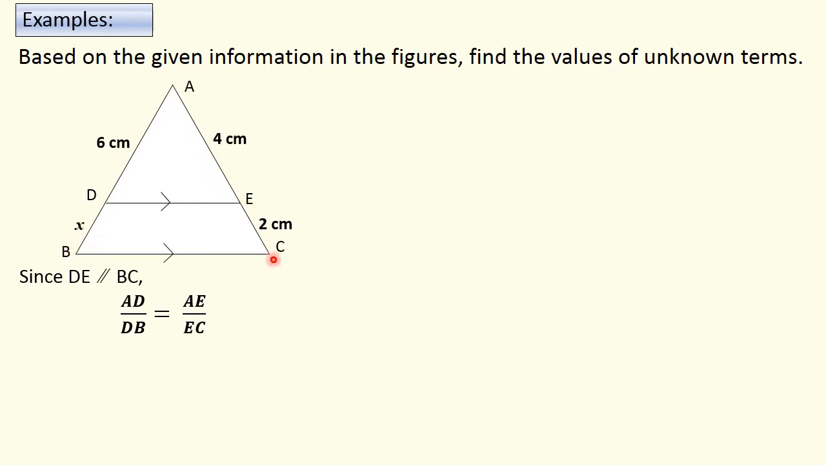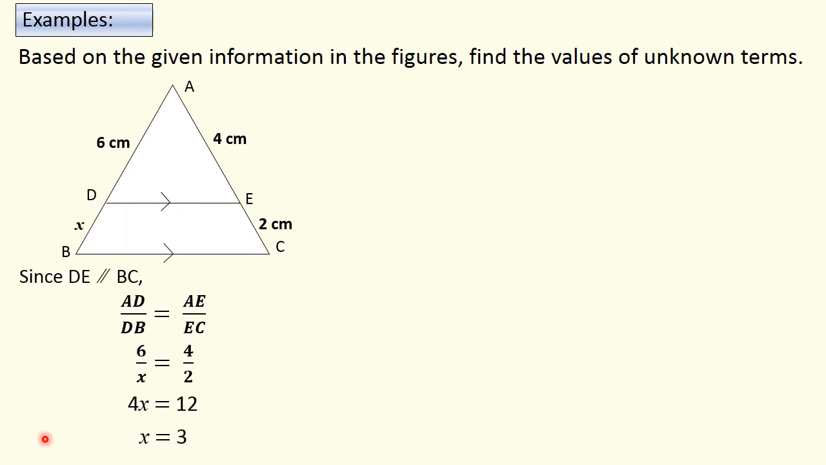AE over EC. Then let's substitute the data. AD is 6, DB is unknown x, AE is 4 and EC is 2. This is why we keep the proportional equations in fractional form. When you write the fractional form, it is easy to find the unknown by cross multiplying. So when you cross multiply, 4x equals 12, then x equals 3.